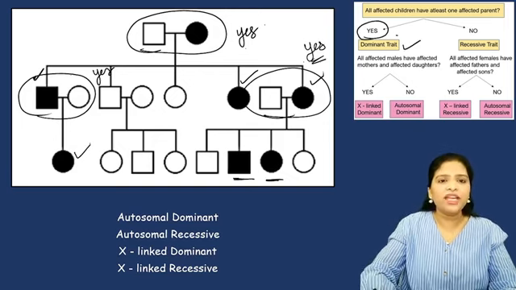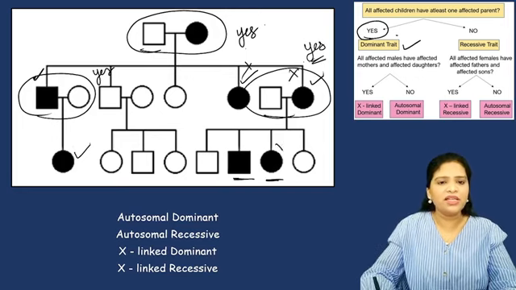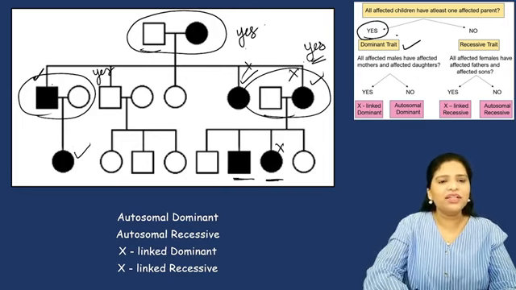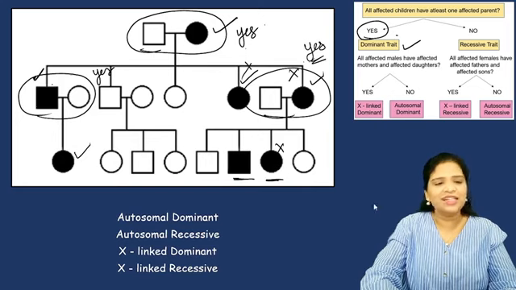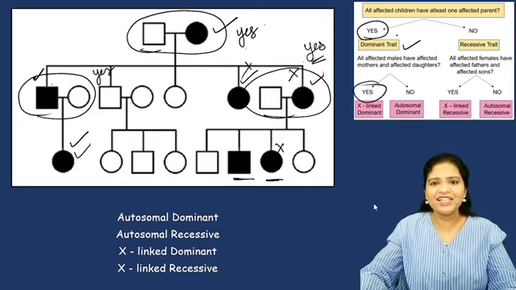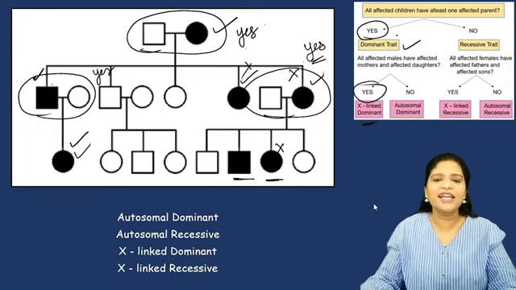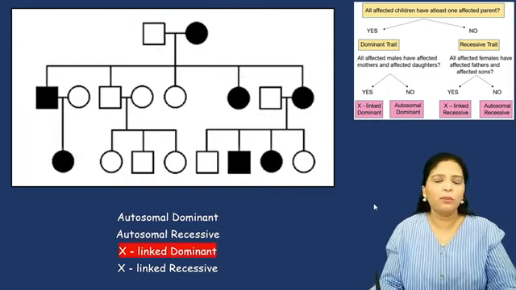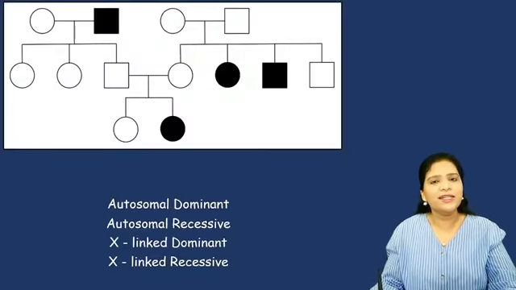Then forget about all the females, the affected females. Just focus on the male. Affected male has an affected mother. Similarly, affected male has an affected daughter. Yes. Then what is this type of inheritance? This is again X-linked dominant type of inheritance. Right? Fine.